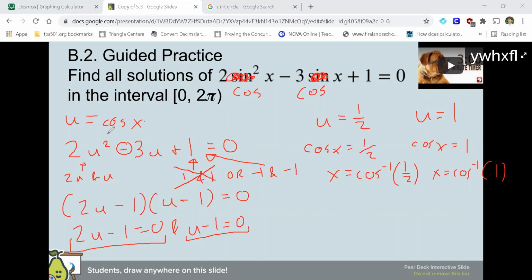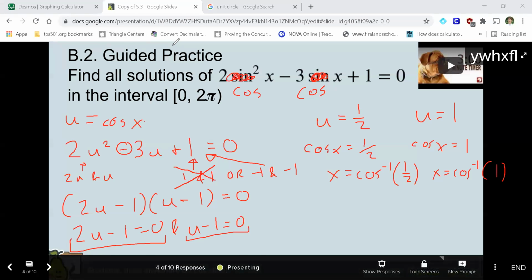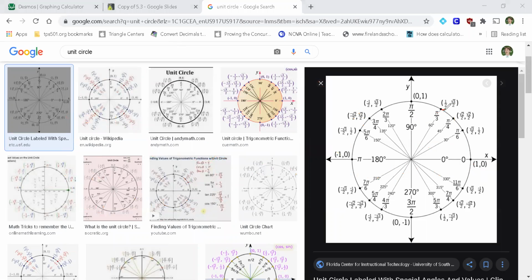And because we're doing cosine this time, we're asking where on the unit circle is x a half? Because cosine tells us the x values on the unit circle. So you could see x is a half at 2 spots. Here at pi over 3. And here at 5 pi over 3.